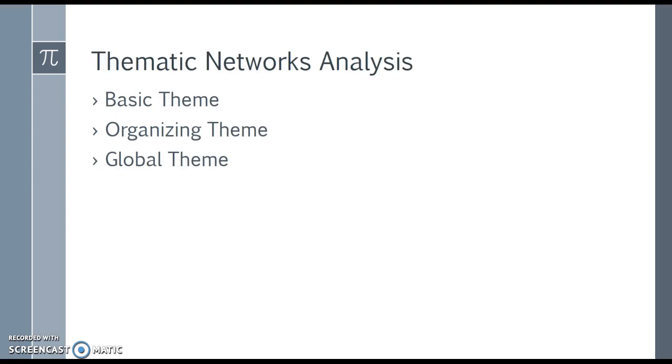So once we have looked at the patterns and developed our themes, now we're moving on to the thematic networks analysis. And there are three components specifically: the basic, the organizing, and the global themes. Our basic themes are the lowest order. They can be derived from the responses from our participants. It's a simple idea, characteristic of their responses.